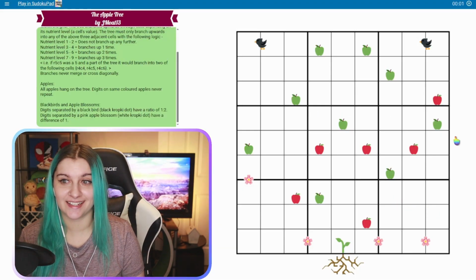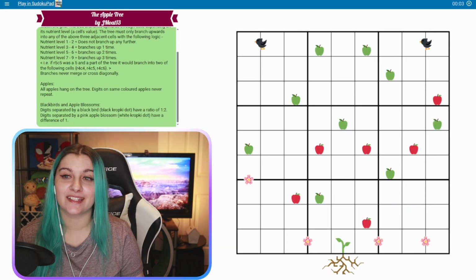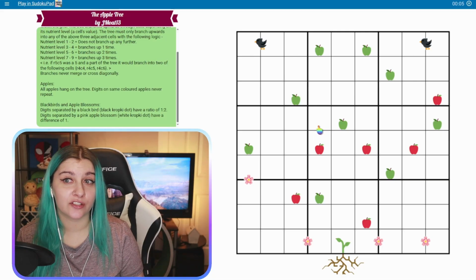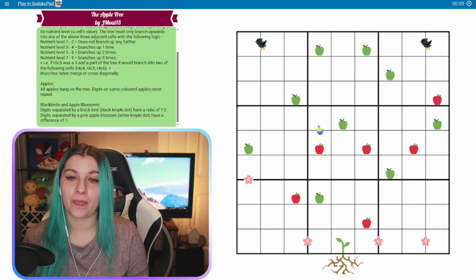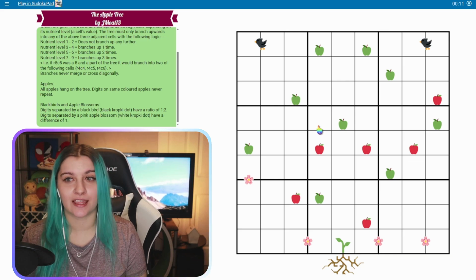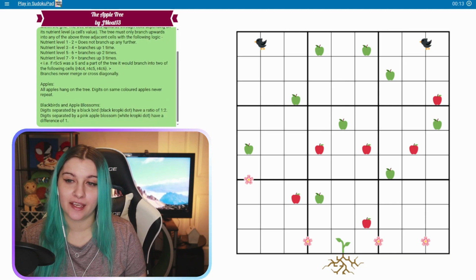How do we want to get started? Ooh, I'm excited. I'm trying to think about good things that I learned during the apple bush puzzle. That would be good tricks to think about here, right?